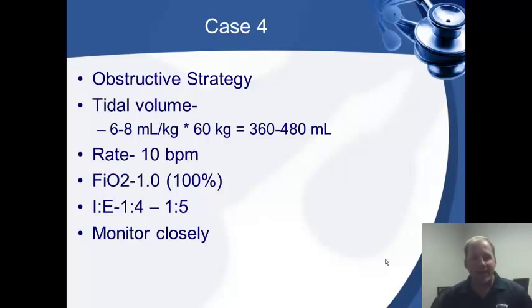Set the rate at 10, set the FiO2 at 100%. He was hypoxic, so we're going to try to fix that. Don't forget to increase the IE ratio to 1:4 to 1:5. You want to watch them really, really closely. Don't forget to listen to the lungs of your ventilated patients. Listen to them often. If you have an intubated patient, your stethoscope should never be far away.